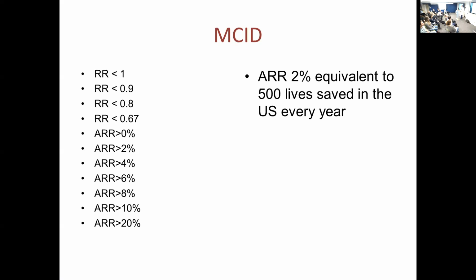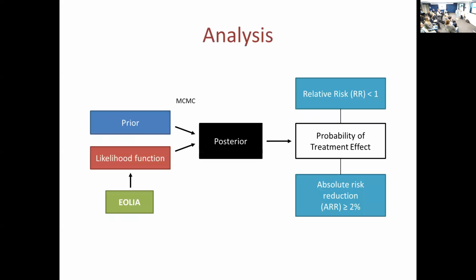But personally, I thought that an absolute risk reduction of 2% would be a reasonable minimum clinically important difference, because that would be equivalent to about 500 lives saved every year in the United States, given the number of patients with severe ARDS, et cetera. So something in that range, in my opinion, is reasonable, but others might disagree. Some people think 5%.